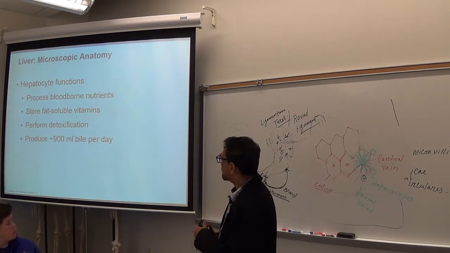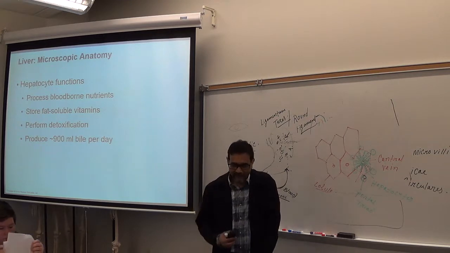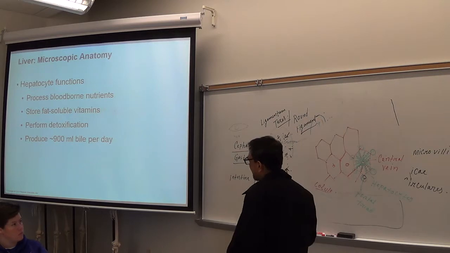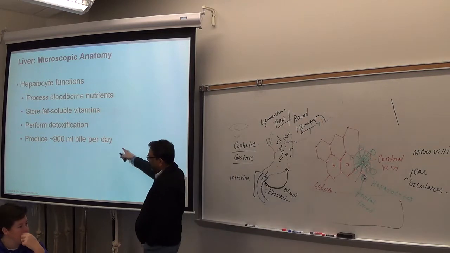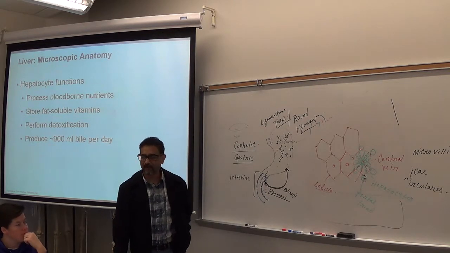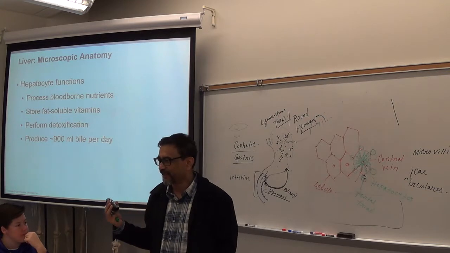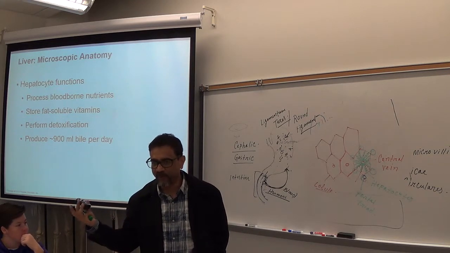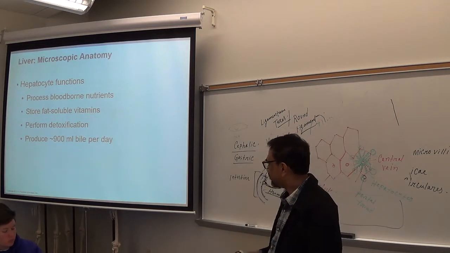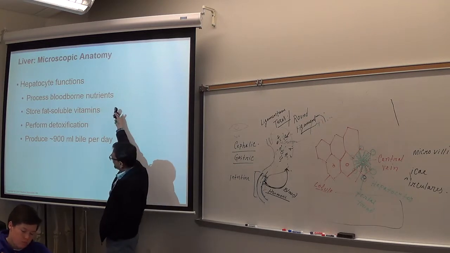Liver cells perform important functions. One, as I mentioned, is the production of bile, of course, about 900 milliliters. That means close to a liter, right? 1000 milliliters is 1 liter, right? So 900 milliliters, close to 1 liter of bile, is produced per day by the liver. Other functions.